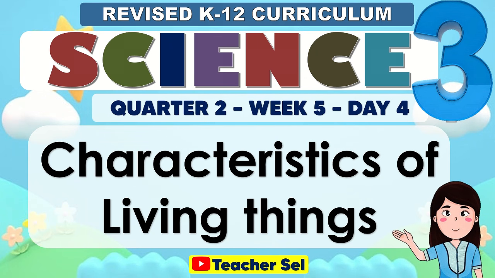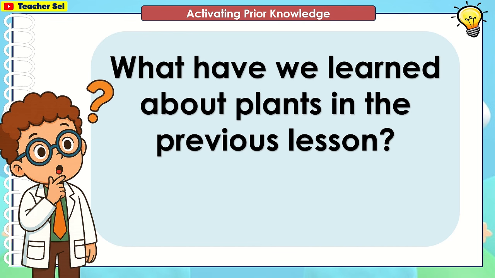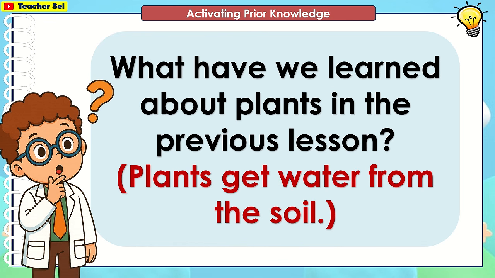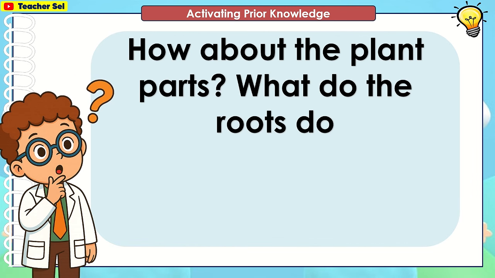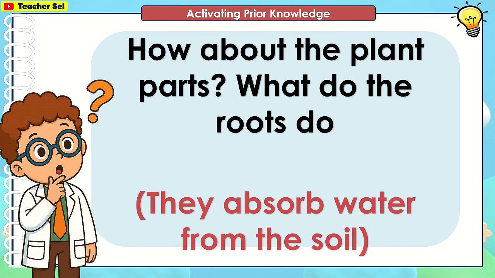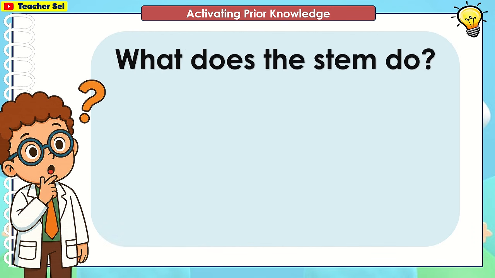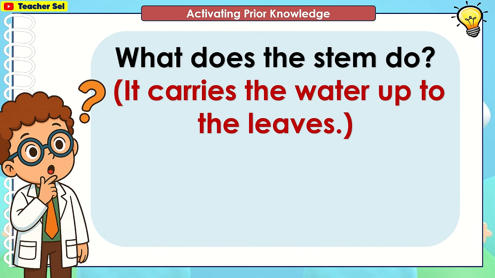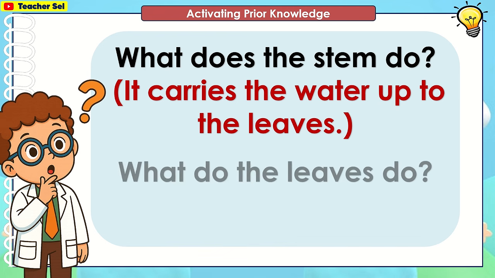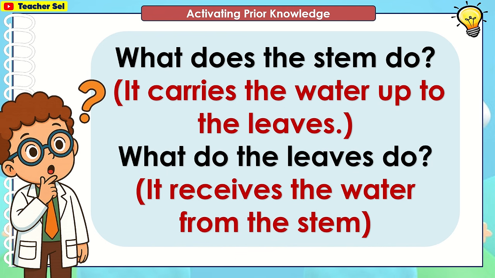For day 4. What have we learned about plants in the previous lesson? Plants get water from the soil. How about the plant parts? What do the roots do? They absorb water from the soil. What does the stem do? It carries the water up to the leaves. What do the leaves do? They receive the water from the stem.